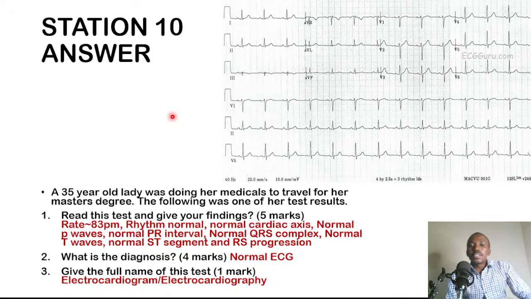Okay, so this person has a rate of about 83 beats per minute, like I told you. The rhythm is normal. The cardiac axis is normal. The P waves are present, they're normal. The PR interval is normal. The QRS complex is normal. Remember that the PR interval is about 3 to 5 small squares, and it should be constant. It shouldn't be increasing in size. It shouldn't be reducing in size.